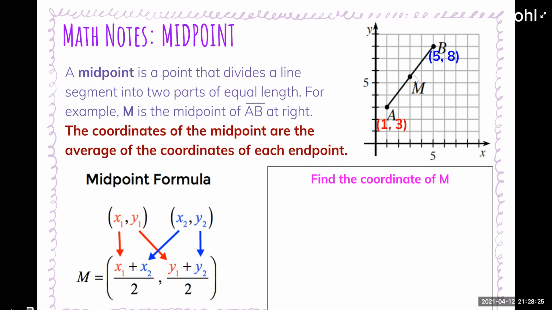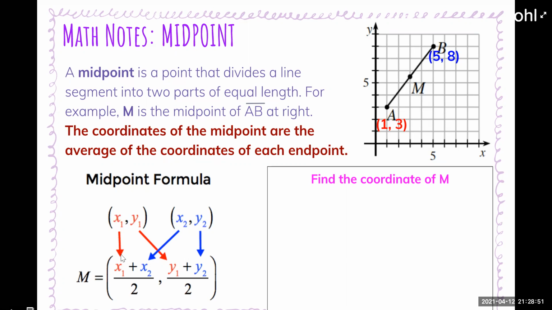And to find the coordinates of that point, what we actually have to do is take the average of the coordinates of each endpoint. So we'll take the average of the x's and the average of the y's. When we average two numbers, we basically add the two numbers and then divide by 2. And this is where the midpoint formula comes from down here.